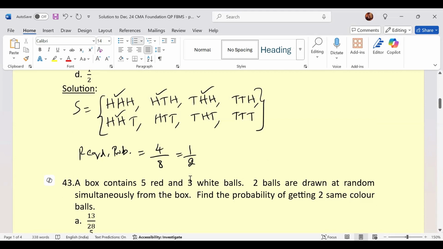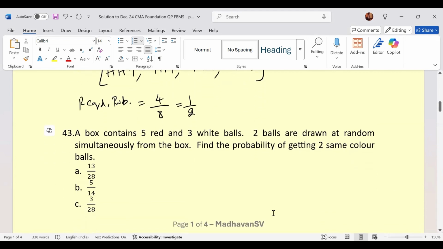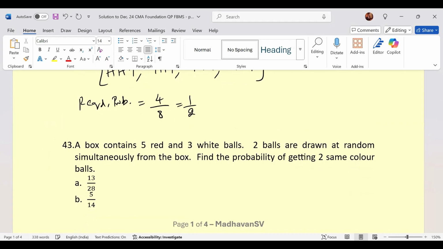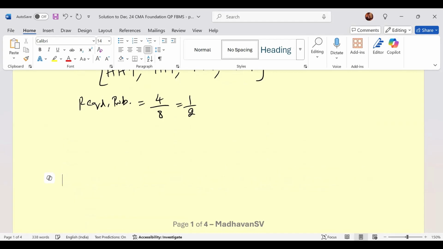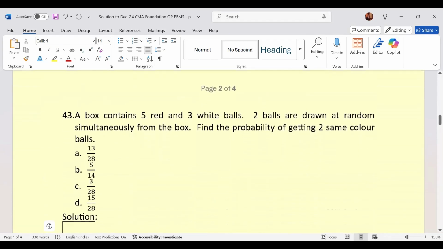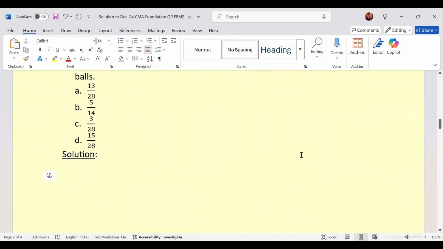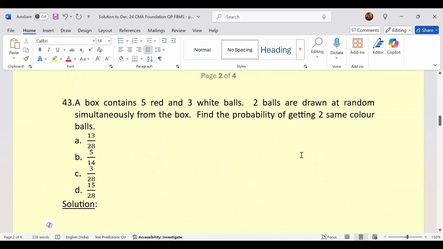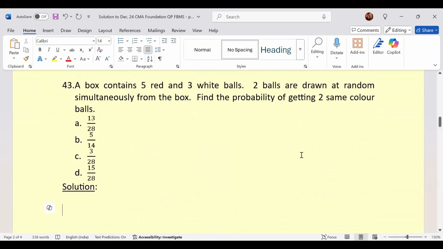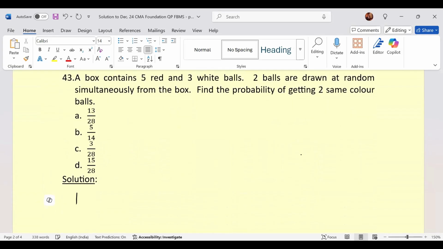A box contains 5 red and 3 white balls. 2 balls are drawn at random simultaneously from the box. Find the probability of getting 2 same color balls. Let me shift this to the next page. So if it has to be same color balls, either both the balls should be red, or both the balls should be white.